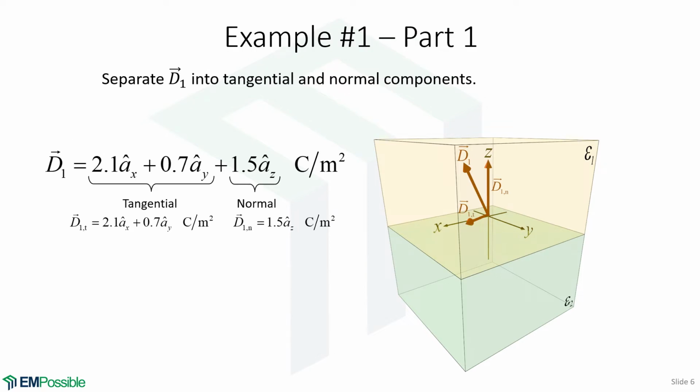Next, we will divide D1 into tangential and normal components, or I should say decompose it into tangential and normal components because we have different boundary conditions for the tangential and normal components. So we'll sort of solve these separately. But notice we've also plotted the normal and tangential components.